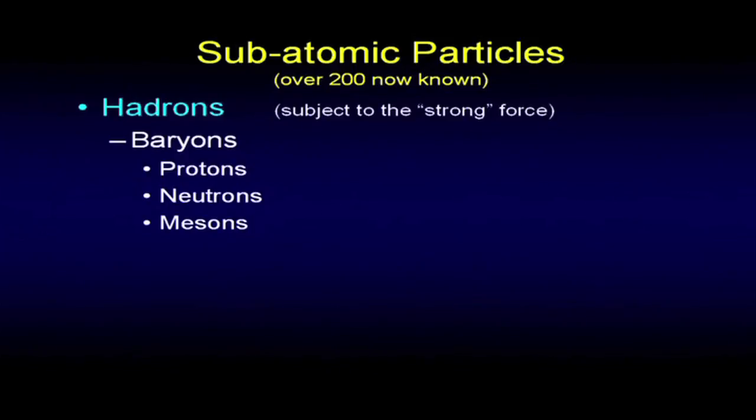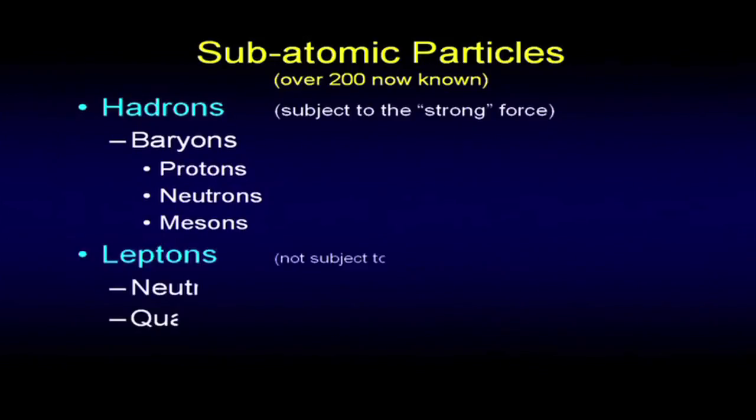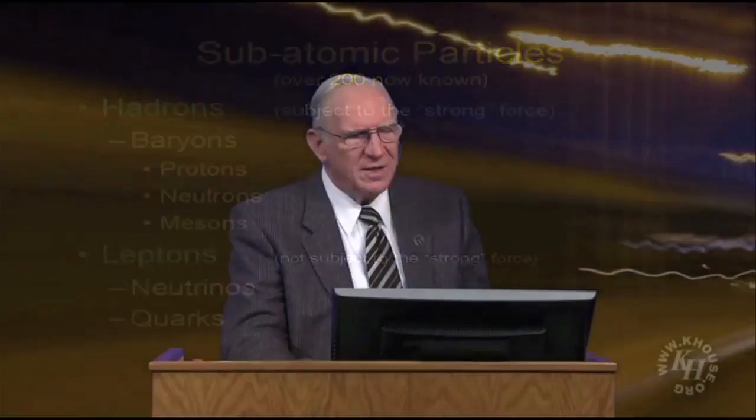Now, the most important ones are called hadrons. These are particles which are subject to what I'm going to describe as four forces to you: gravity, electromagnetism, the strong force, and the weak force. The hadrons consist of baryons, which in turn are made up of protons, neutrons, and mesons, and leptons. Now the difference is that hadrons are subject to the strong force, leptons are not subject to the strong force. There are strange neutrinos and quarks. We're going to talk about those just briefly. Relax, these won't be on the quiz, okay?